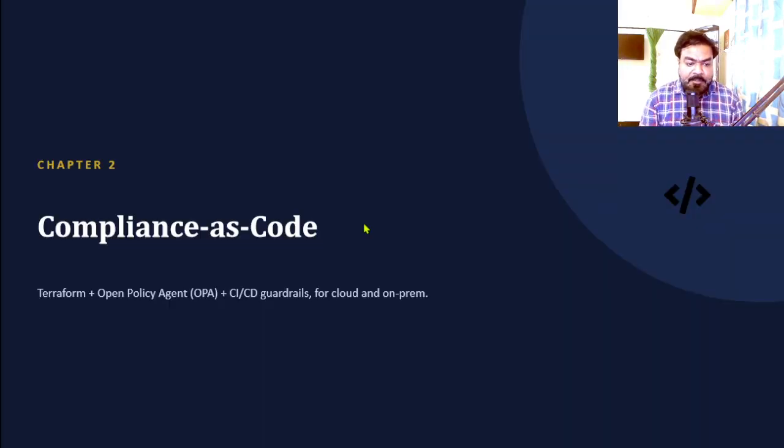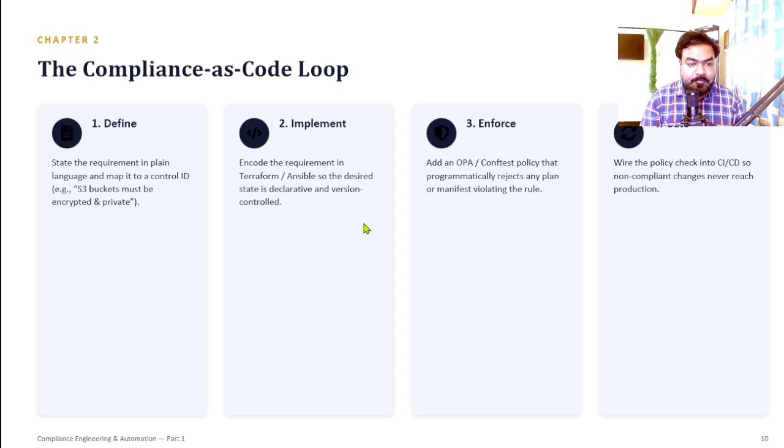Chapter 2, Compliance as Code. This is where we actually get hands-on with Terraform, Open Policy Agent, and CI/CD guardrails. We'll cover the pattern for both cloud and on-prem environments. The compliance as code loop.